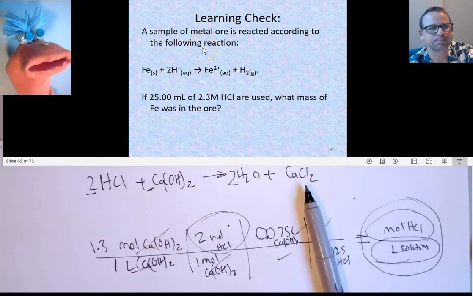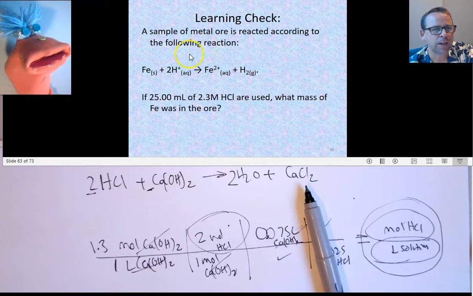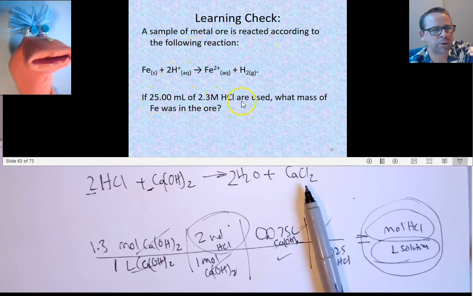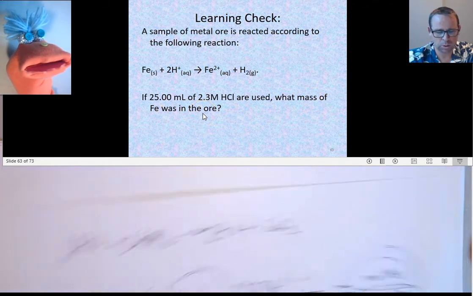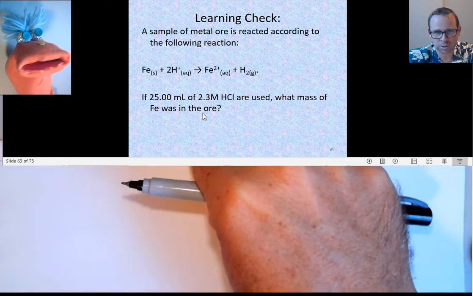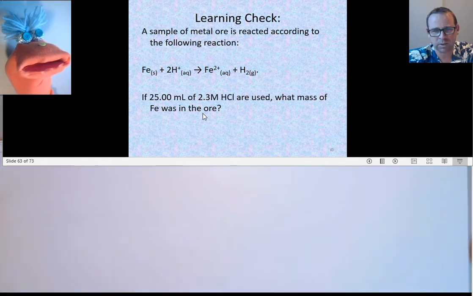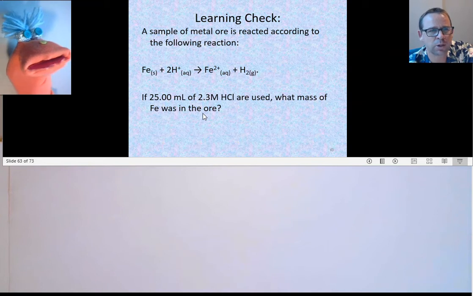Okay, here's another one. Sample of metal ore is reacted according to the following reaction. If 25 mils of 2.3 molar HCl are used, what mass of iron was in the ore? What's ore? That's a good question. Ore is just dirt that's rich in a given element. So this is dirt that has a lot of iron in it. So we call it iron ore.